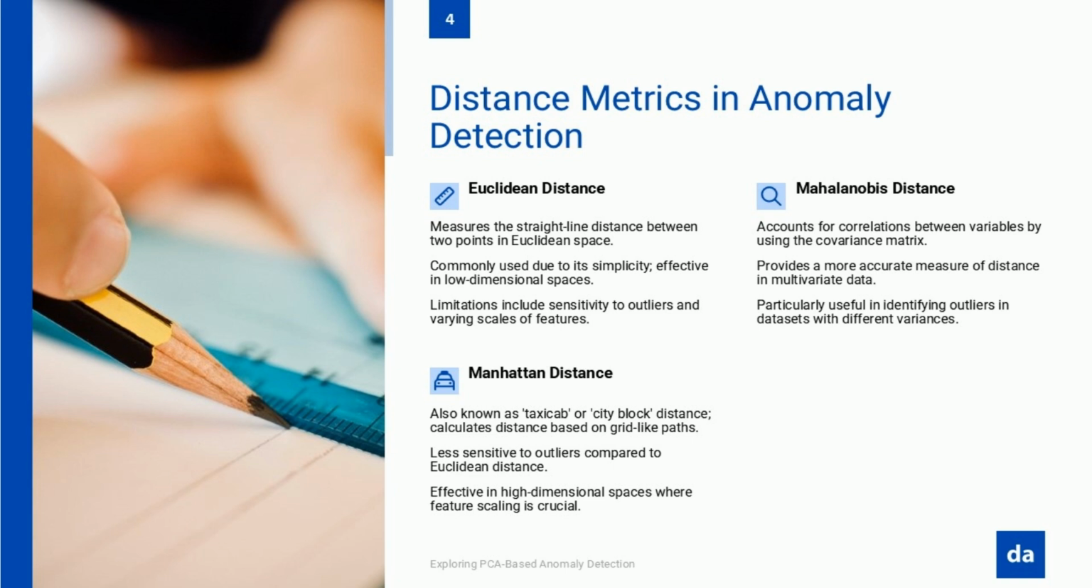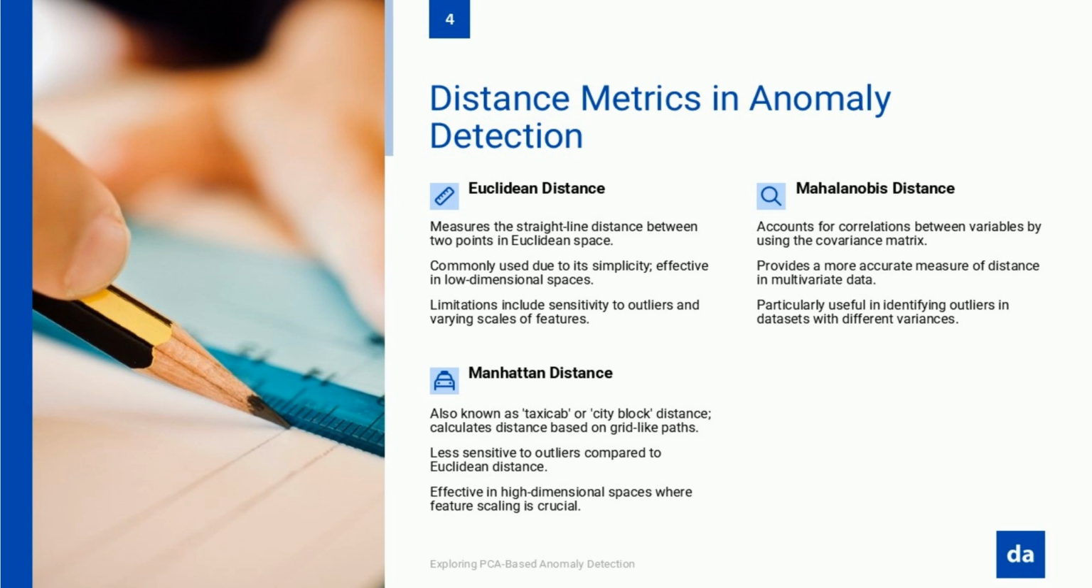Unlike Euclidean and Manhattan distances, Mahalanobis distance takes into account the correlations between variables by incorporating the covariance matrix. This means it adjusts for differences in scale and can better detect anomalies in data sets where different features have different variances. It essentially tells us how many standard deviations a point is from the mean in a multivariate space, making it highly effective in spotting anomalies that wouldn't necessarily stand out in simpler distance measures.